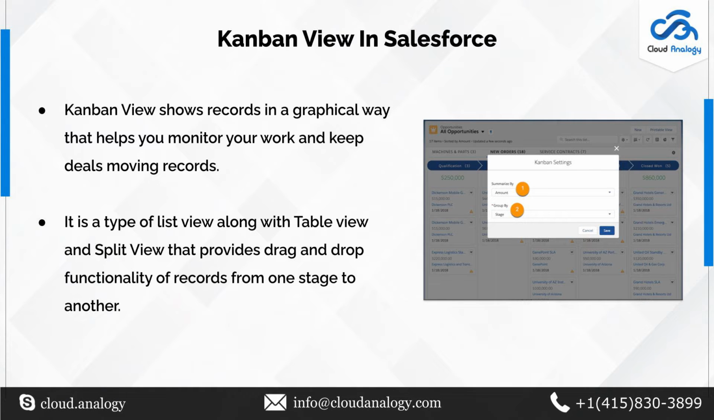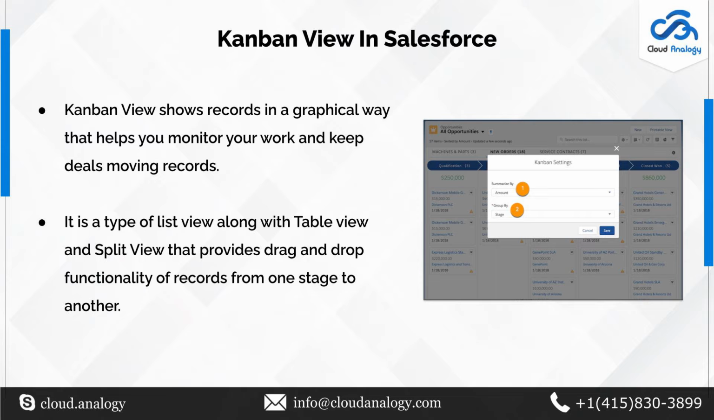Kanban view is a type of list view, other than table view or split view in Salesforce, so that we can showcase the records in a different drag and drop UI. It shows a record in a graphical way. That would help you monitor your work and keep deals moving forward. And you can just check it out.